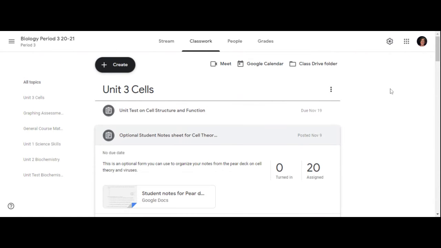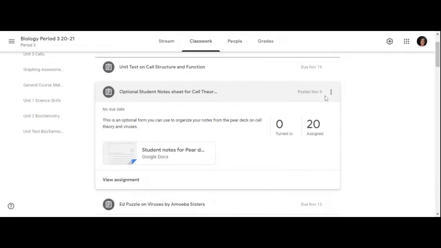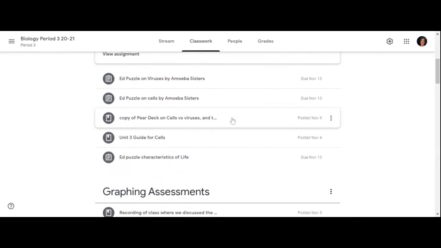And then there is an optional, I do say optional, note sheet that goes with the Pear Deck you're about to see. Is there a question? No. Okay, so student notes for the Pear Deck. This is optional. I just wrote it up quickly to go with the Pear Deck. If you wanted to write down the important parts of the Pear Deck today, this is a nice thing you could print out for yourself or just leave it on the screen. And if things go too fast and you don't get everything down, the Pear Deck is right here, so you can get whatever you missed later.